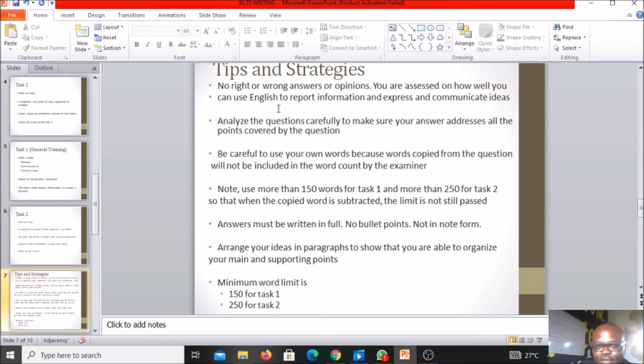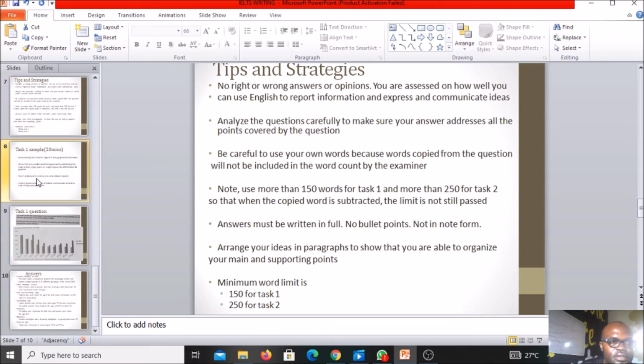Okay. Now, answers must be written in full. If you're writing, it has to be in essay format, continuous writing. You don't have to put it in bullet points the way I'm putting it, or in note form the way I'm organizing my notes. So your answer has to be continuous, as if you're writing an essay. Take note. And finally, arrange your ideas in paragraphs. It has to be arranged in paragraphs from one idea to the other to show that you are able to organize your main points and supporting points. So make sure it is arranged. Now, the minimum word limit is 150 for Task 1, then 250 for Task 2. Take note of that.